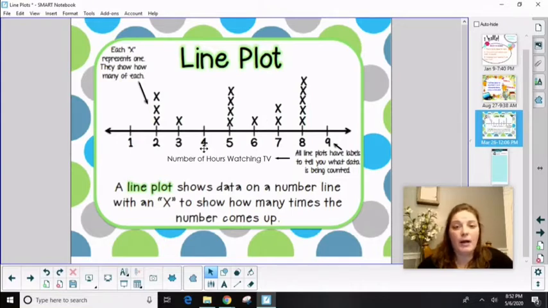If I look at 4 hours, I notice there are no X's on top of the 4, which means none of the people that I asked watch 4 hours of TV. Nobody watches 1 hour of TV, and thankfully, no one watches 9 hours of TV. So if there are no X's on top of your number on the number line, that means that wasn't a response. A lot of times you will see the 2 numbers on the end of the number line with no X's. And when I make my number line, sometimes I put in those numbers on the ends just to make the line plot look a little nicer.